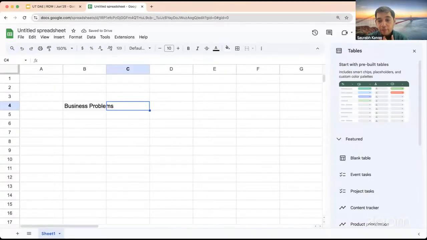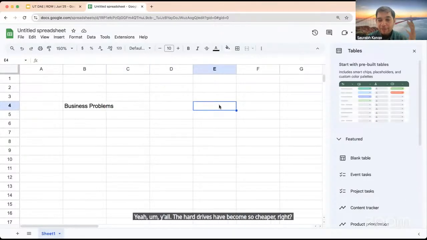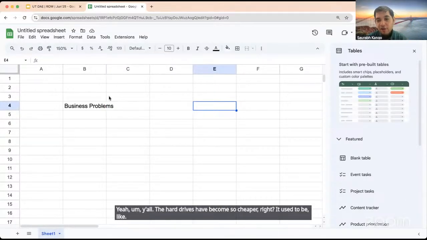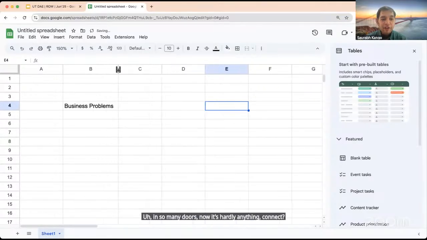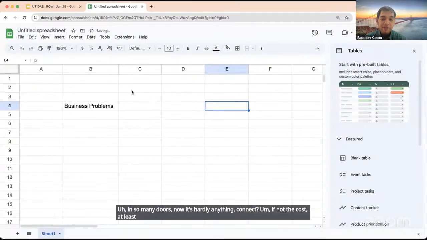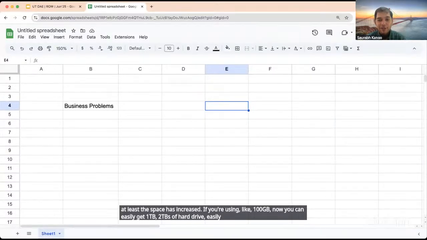Yeah, the hard drives have become so much cheaper, right? It used to be so many dollars. Now it's hardly anything, correct? If not the cost, at least the space has increased. If you were using 100 GB before, now you can easily get 1 TB or 2 TB of hard drive at a very low cost.